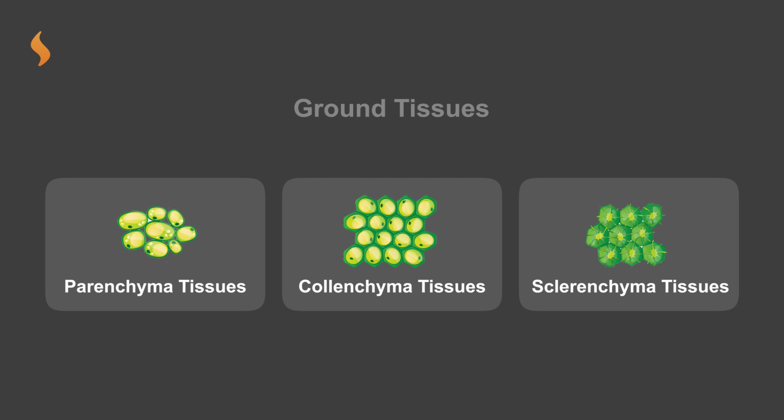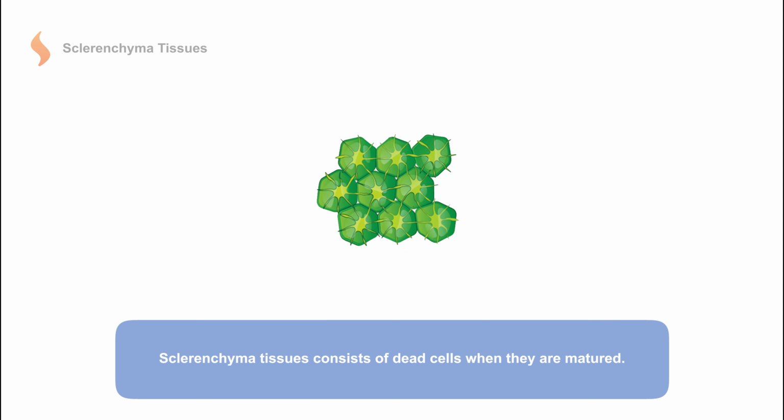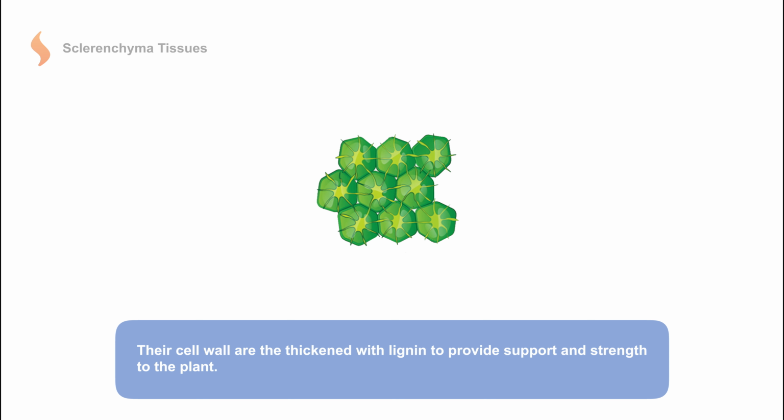Lastly, we will look into sclerenchyma tissues. Sclerenchyma tissues consist of dead cells when they are matured. Their cell walls are thickened with lignin to provide support and strength to the plant.